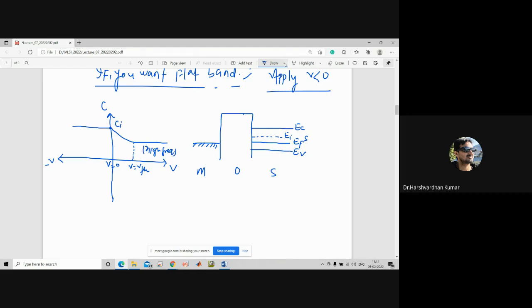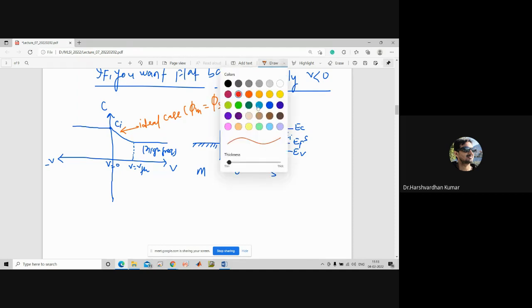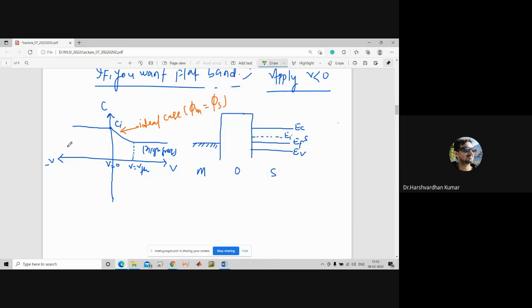But due to the non-ideal case, what will happen? Let me change the color. This is for the ideal case first, where phi m should be equal to phi s. Now, in the non-ideal case, because of the difference in the work function, the capacitance will look like that. This change is due to the non-ideal case.